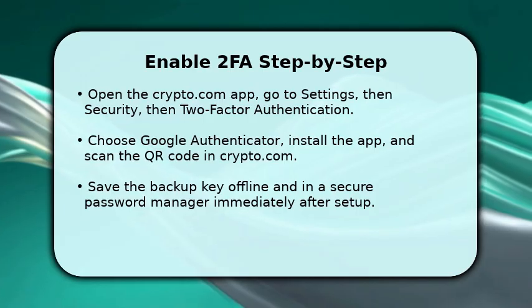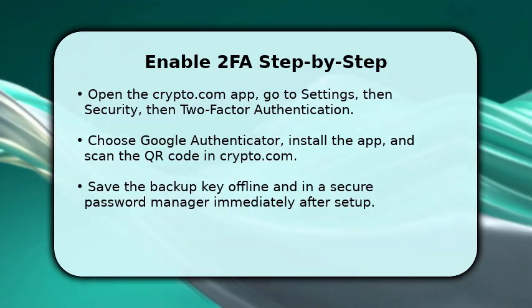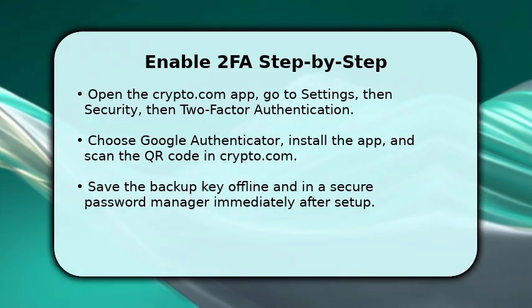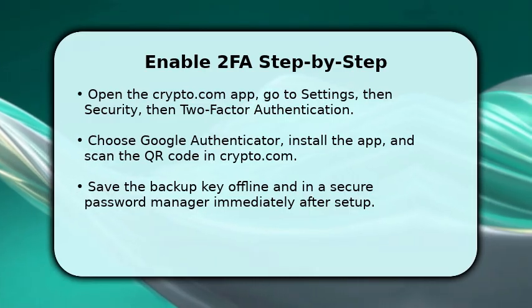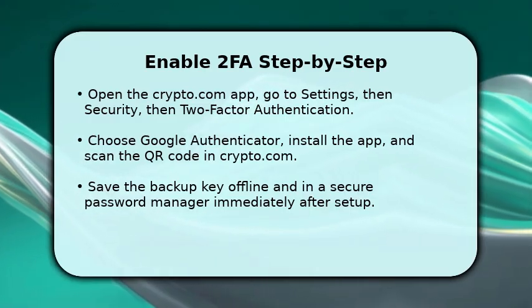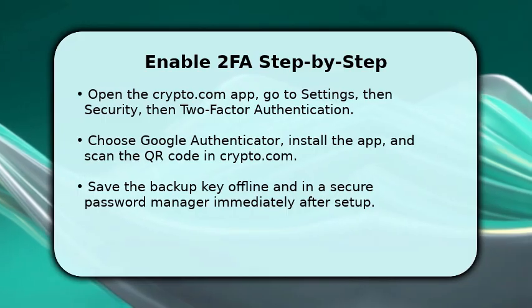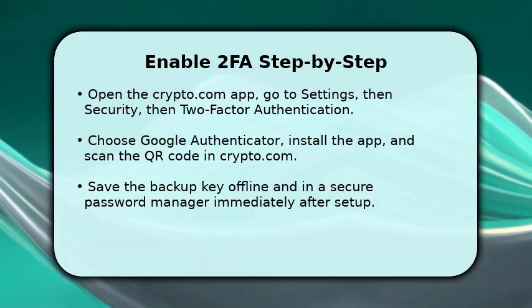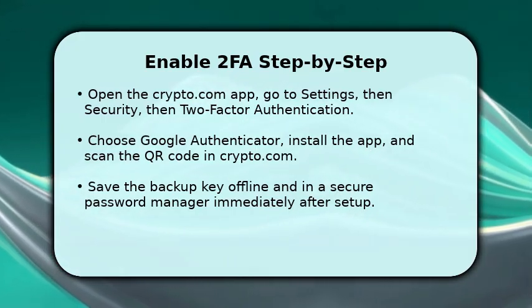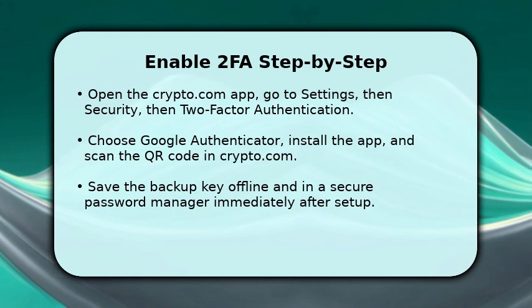Choose Google Authenticator for stronger security, install the app, and scan the QR code shown. Save the backup key on paper and in a secure password manager. Test the setup by logging out and back in to confirm codes work. Keep your phone and backups protected to avoid accidental lockouts.